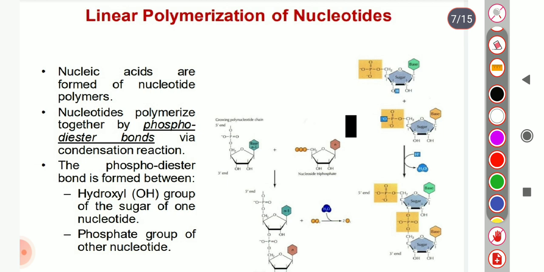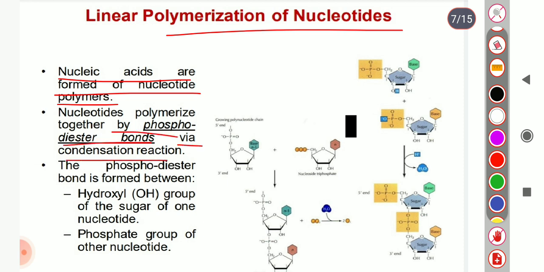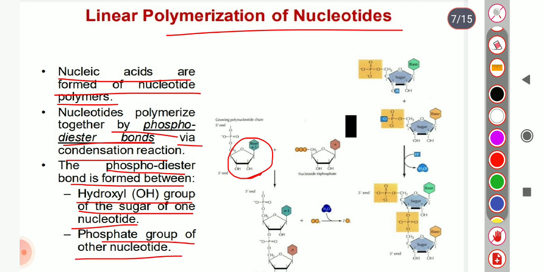When we talk about the linear polymerization of the nucleotide, nucleic acids are nucleotide polymers. That implies nucleic acid is formed by nucleotides polymerizing together by phosphodiester bonds via condensation reaction. The phosphodiester bond is formed between the hydroxyl group of the sugar of one nucleotide and the phosphate group of another nucleotide, and this is the structure of the phosphodiester bond.